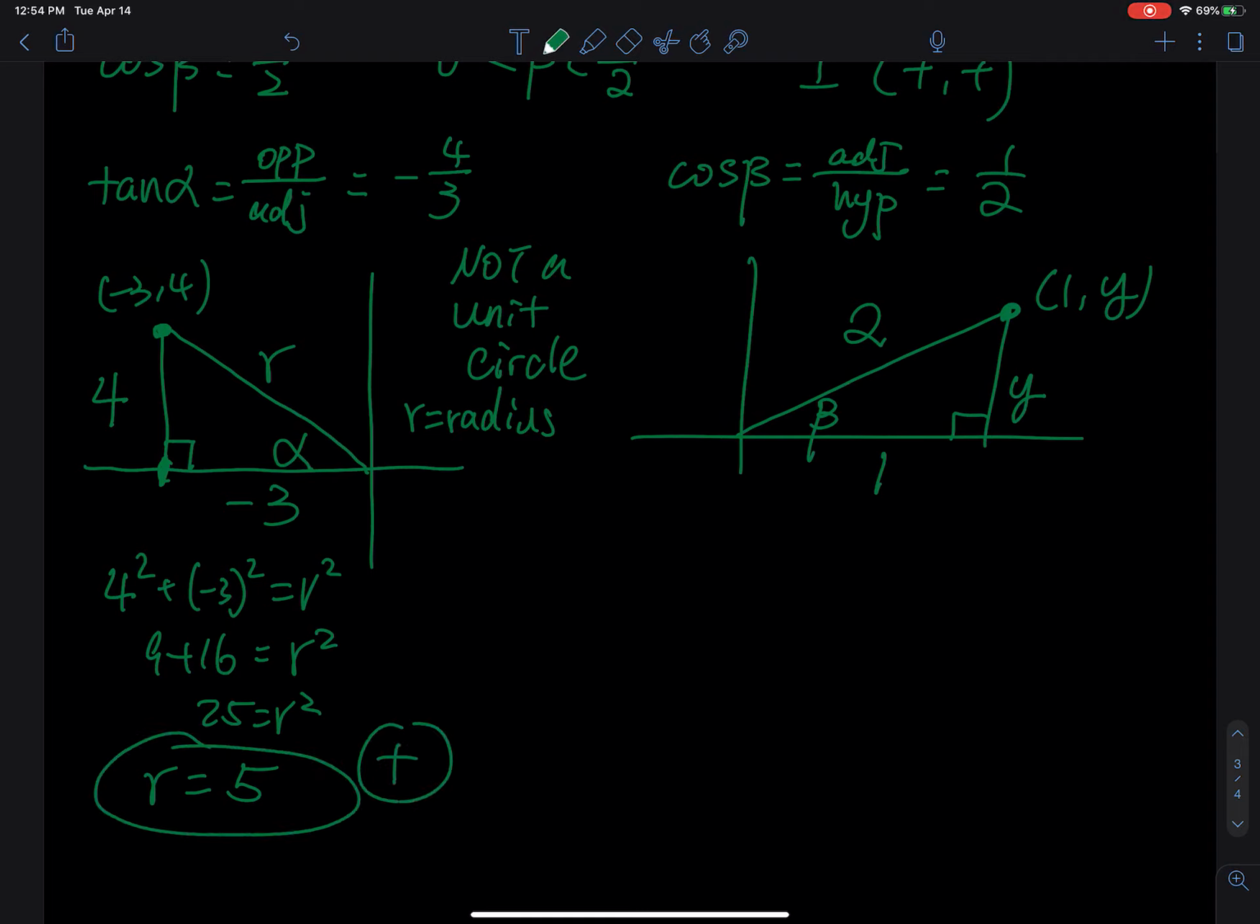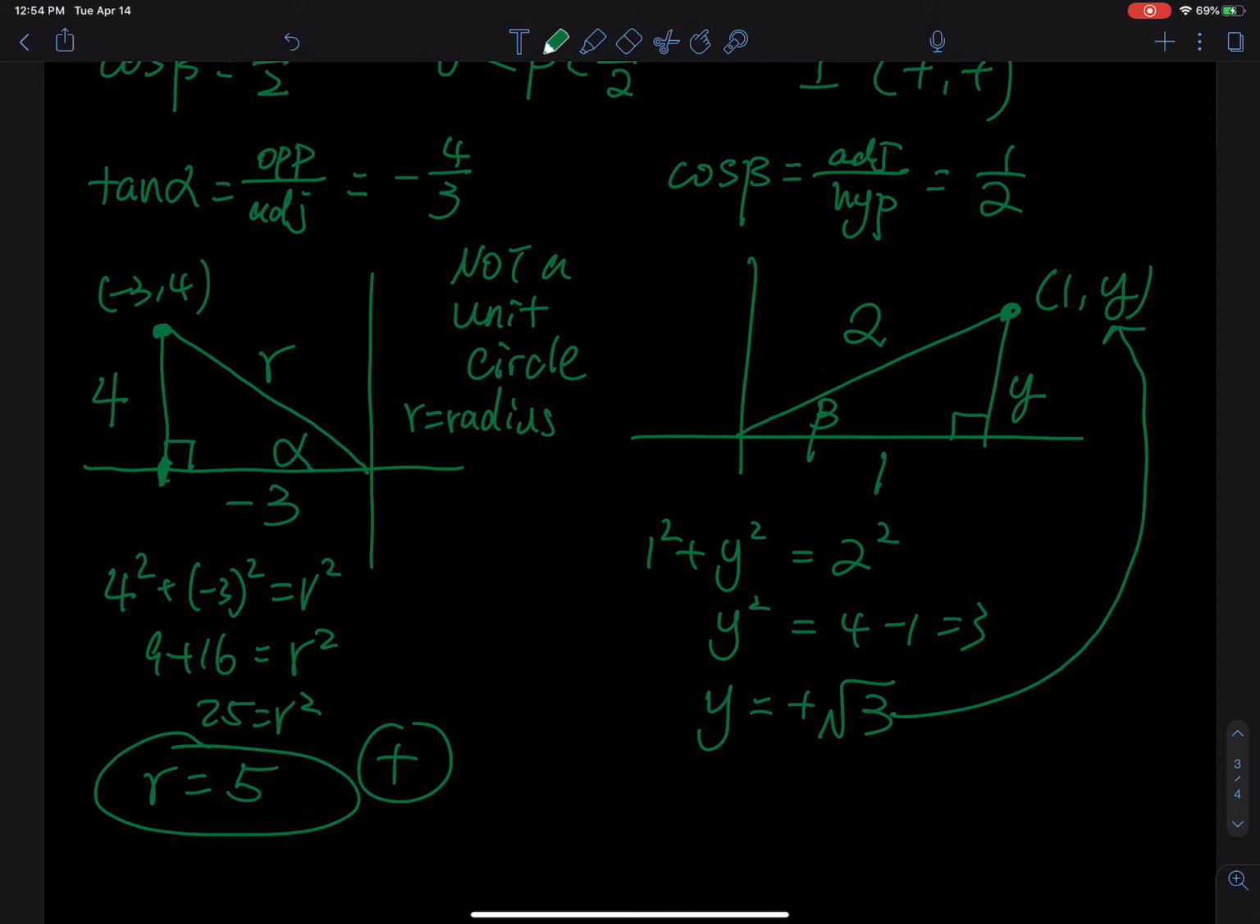And on the other side, I have 1 squared plus y squared equals 2 squared. So y squared equals 4 minus 1, equals 3, so y is equal to the square root of 3, positive or negative. The answer is positive because y is in quadrant 1. So now we have the length of each side of the right triangle, and then we apply SOH CAH TOA to write the sine, cosine, tangent, one for alpha and one for beta.